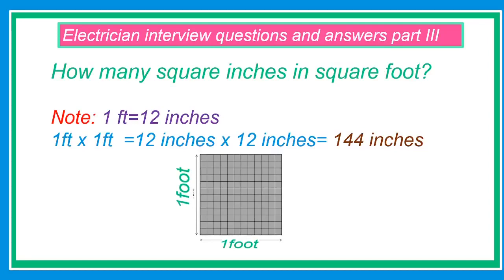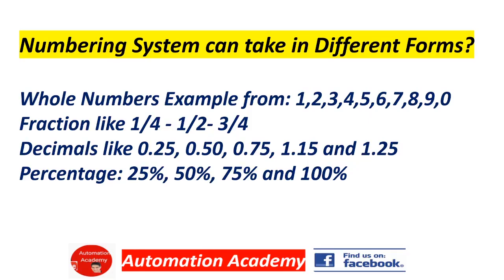How many square inches in a square foot? Note that 1 foot is equal to 12 inches. 1 foot times 1 foot is also equal to 12 inches times 12 inches, which equals 144 square inches.